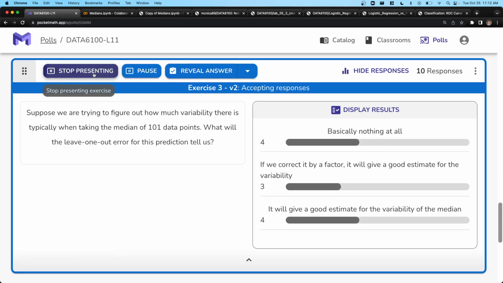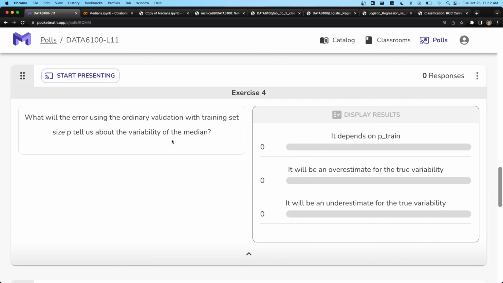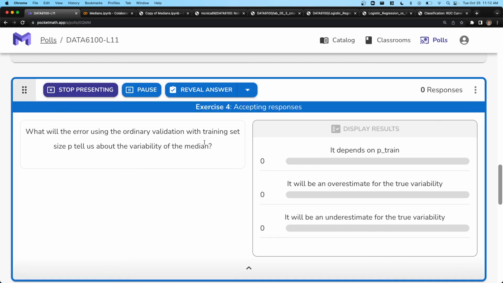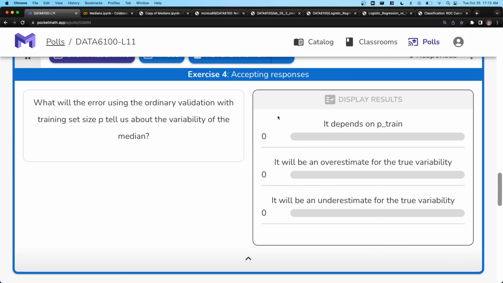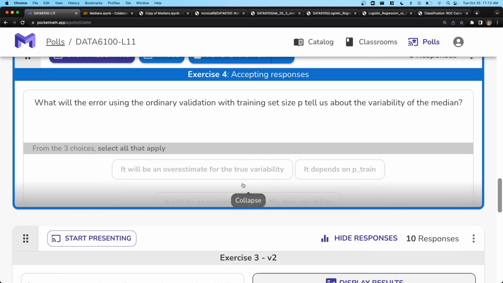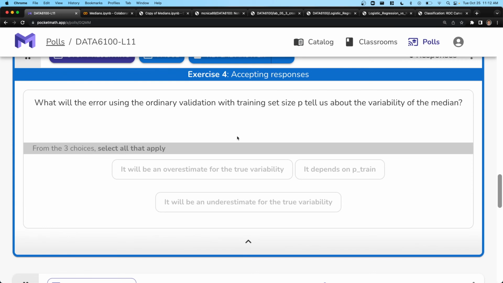What do you think is going to happen when I do that? Mathematize: we're going to do the ordinary validation. We just have to choose the size of the validation set and the size of the test set, and we're going to do it with a set size p. So p is the percentage of the entire set that we use. And your options are: do you think it's going to overestimate the variability of the median, underestimate the variability of the median, or does it depend on ptrain? Okay, and this will be the last question we do today.